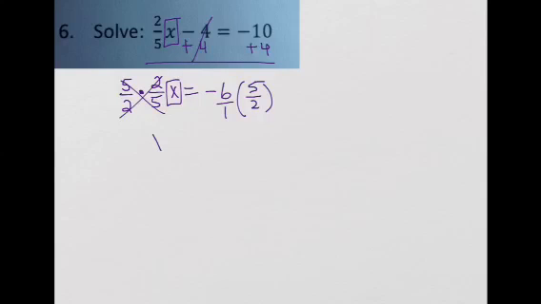So now we've isolated the x, and you can either multiply across and say negative 30 divided by 2 is negative 15. Or if you wanted to, you can reduce the 2 and the 6 to 1 and 3, and it would have given you negative 15 also. Okay, so the answer is x equals negative 15.